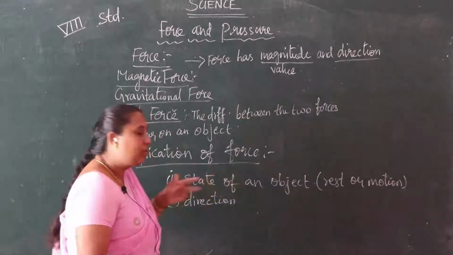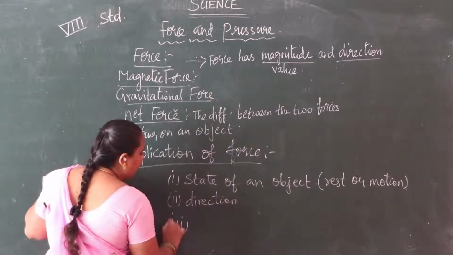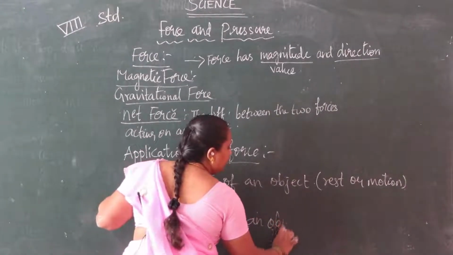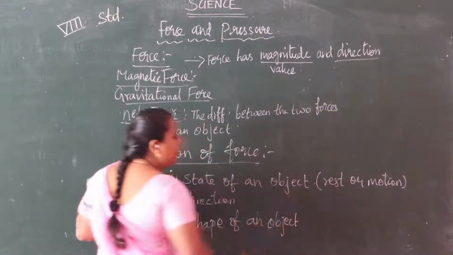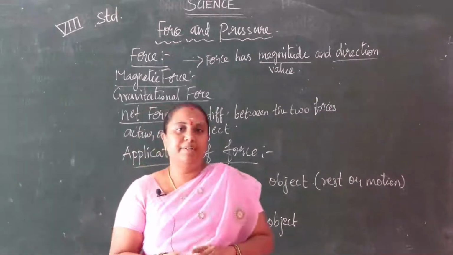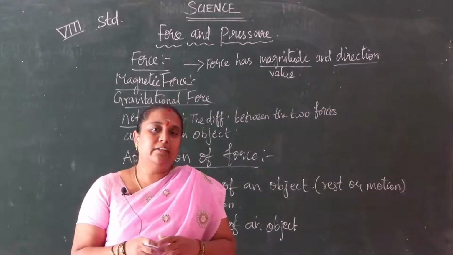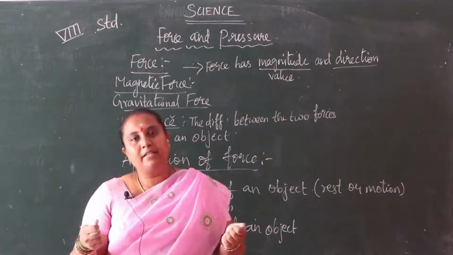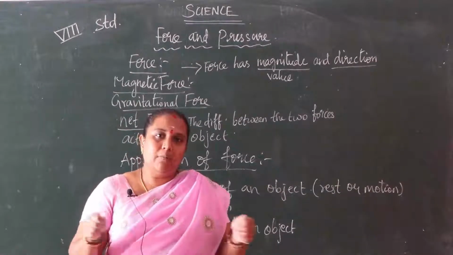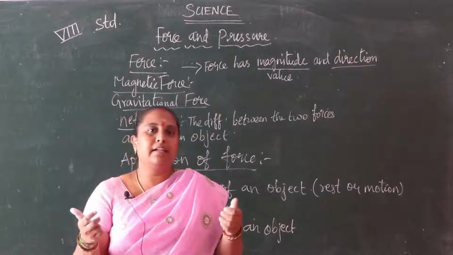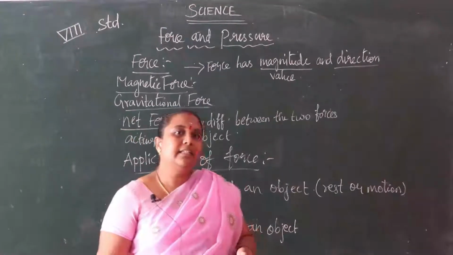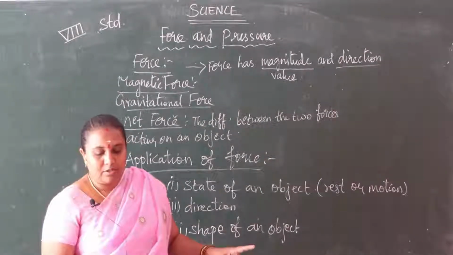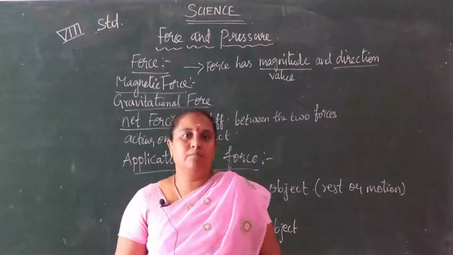And then, as I told you, there is the shape of an object. Shape of an object means it is stretched. We can take a rubber band. We stretch the rubber band, it elongates, and when we leave it as it is, it comes back to rest. So the shape of an object also changes. Understood, children? These are the applications of force.